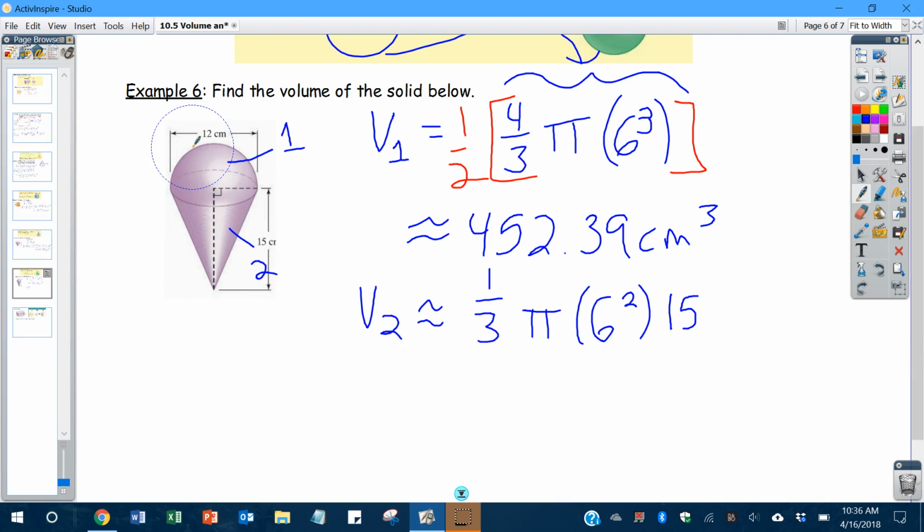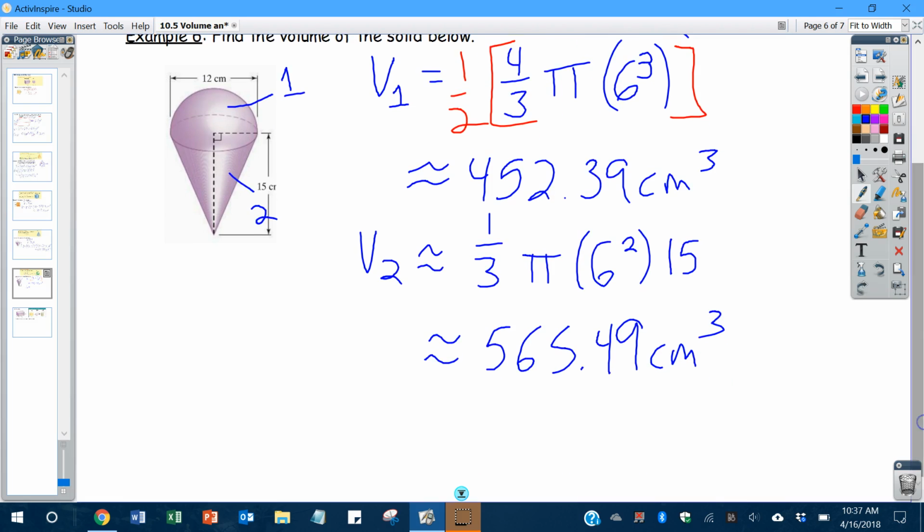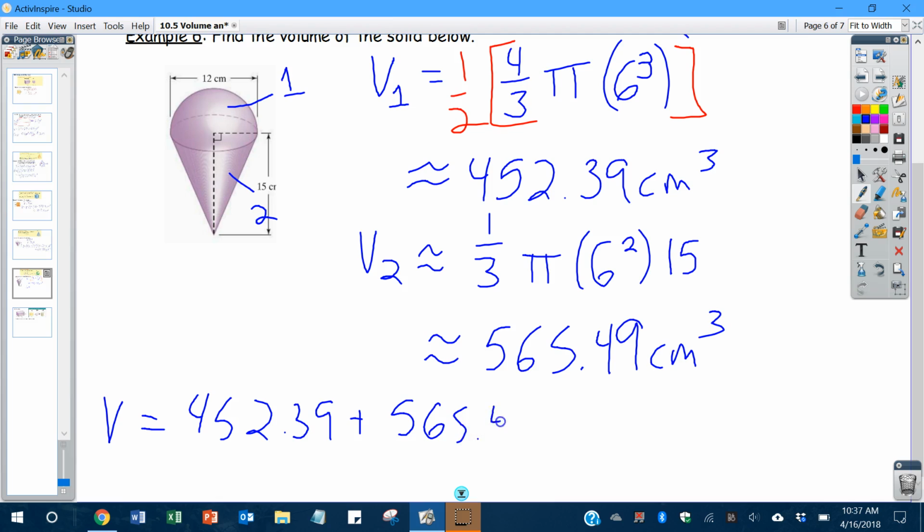It's a whole cone. So this is going to be equal to, it's a lot of calculating to do, 565.49. So that's the volume of the cone. So then my volume of the figure is just going to be the sum of those two volumes. So I found the two pieces, and I can just add those things together and get my final answer.